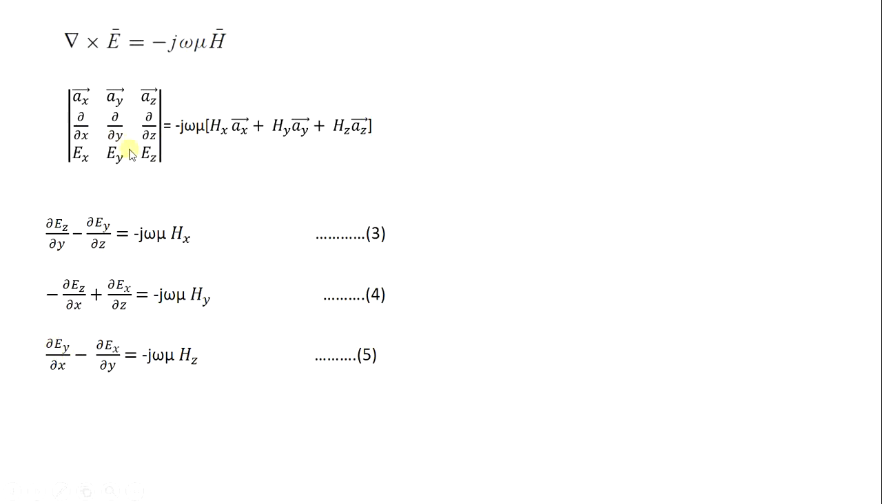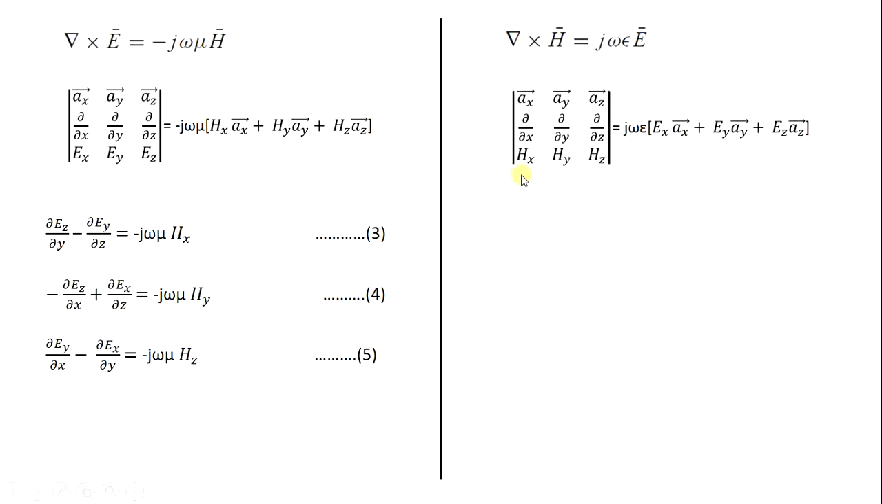This will be ∂/∂x of Ex minus ∂/∂z of Ex equal to minus jωμHz. Similarly, if we calculate the curl of H bar, it is given by this equation. So first we get ∂Hz/∂y minus ∂Hy/∂z equal to jωεEx. Then the second equation will be minus ∂Hz/∂x plus ∂Hx/∂z, which will be equal to jωεEy.